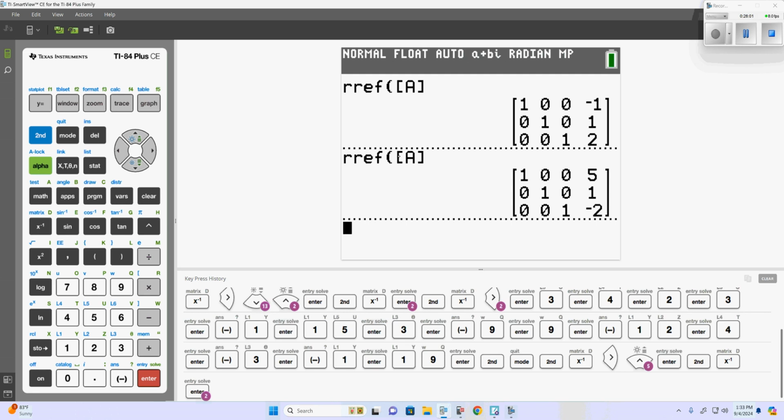Yeah, so REF, or are you just trying to get matrix A? Enter. Yep, so hit enter, or go back up one. So, second matrix. A is already selected at the beginning, so just hit enter. Enter.